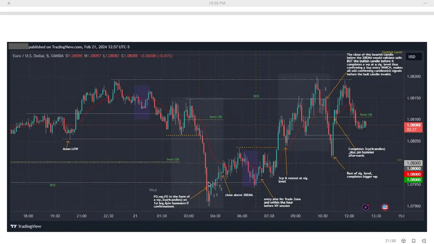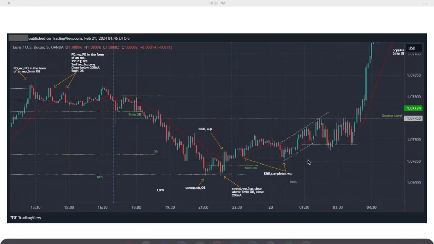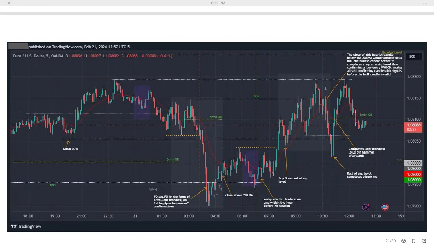We do have a fake out, and with this fake out, we always have a W pattern. This fake out is also in the form of a W pattern, where we have the first leg right here forming a 3-candle pattern. We also have 4 pin hammers right here, and 4 pin hammers always equal 2 confirmations. This is just an observation that I've made, and this is just how I analyze the charts and come up with my checklist.